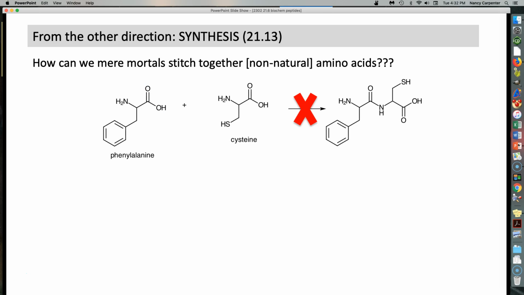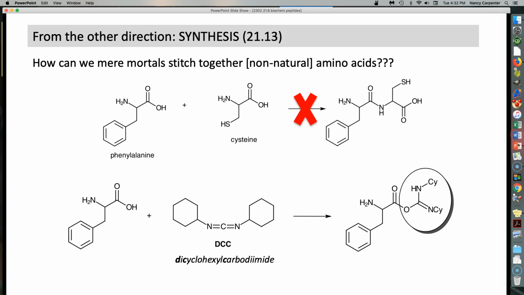First of all, as we know, we have to activate the carboxylic acid. We're not going to use thionyl chloride anymore. We need something that's going to be milder and more effective, and that's called dicyclohexylcarbodiimide, aka DCC. And DCC, all of these reactions are very similar to what we've seen in the last few chapters.